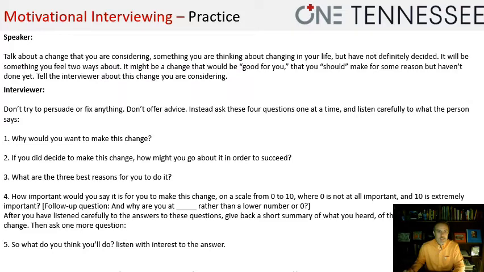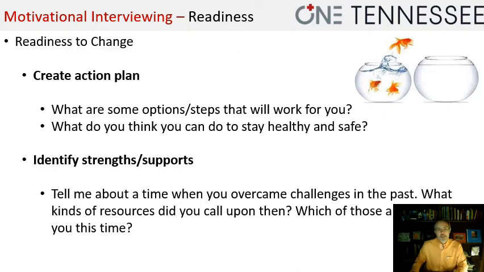Now that we've practiced and are familiar with the readiness ruler and readiness to change, you need to create an action plan. So here are some questions that you can ask to help develop one with your patient. What are some options or steps that will work for you? What do you think you can do to stay healthy and safe? You always want to identify those strengths and supports that will help lift up and support the action plan.